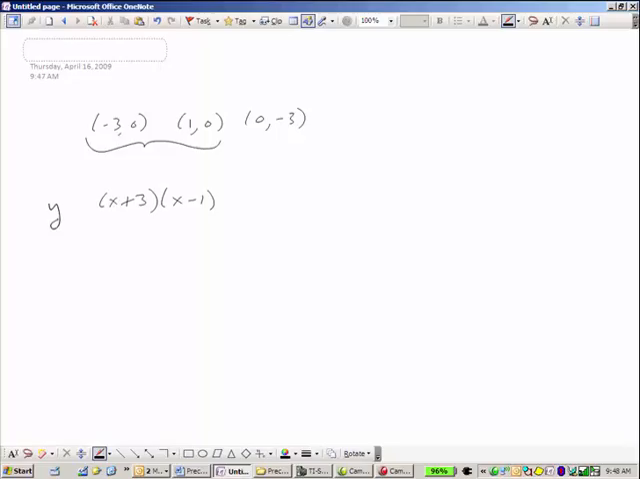Now, I have to put a k out in front, a constant of proportionality, because I also need it to have a y-intercept of -3. So I'm going to plug in -3 equals k times what, 0 plus 3? What, 0 minus 1? Oh my gosh, k is 1 again? Oh, that's so annoying. I know, but from a teacher perspective, it's annoying.